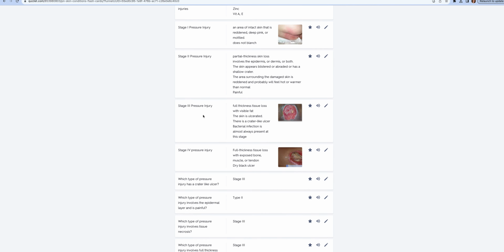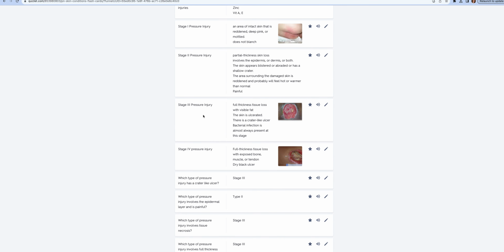Okay, so stage three pressure injury is a full thickness tissue loss with visible fat. The skin is ulcerated and there's a crater-like ulcer. Bacterial infection is almost always present at this stage. And with stage four, it's a full thickness loss, but the bone, muscle, or tendon is exposed. They could also have a dry black ulcer or eschar.